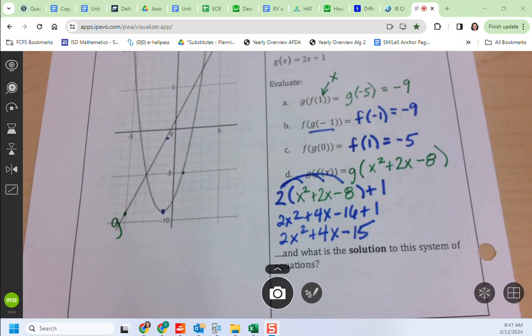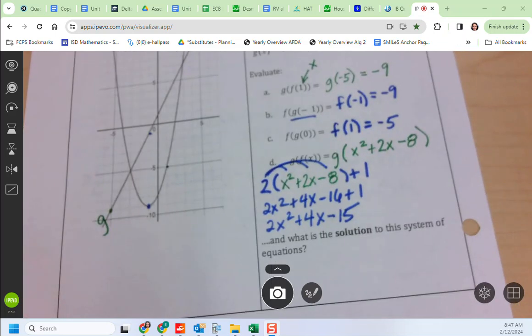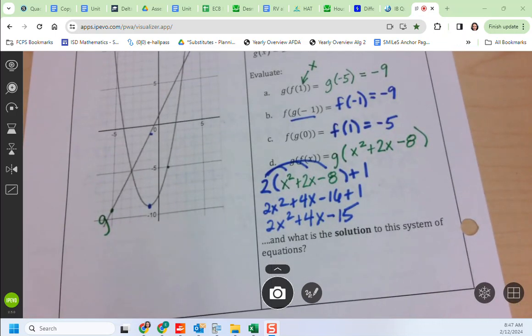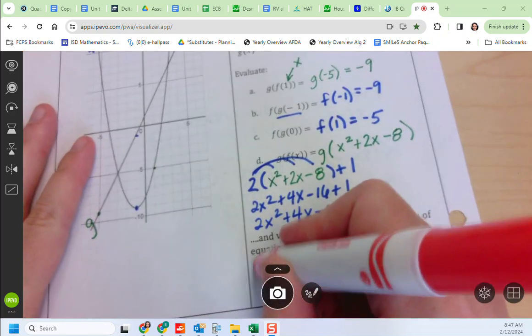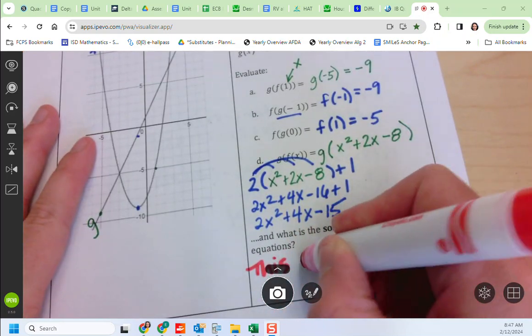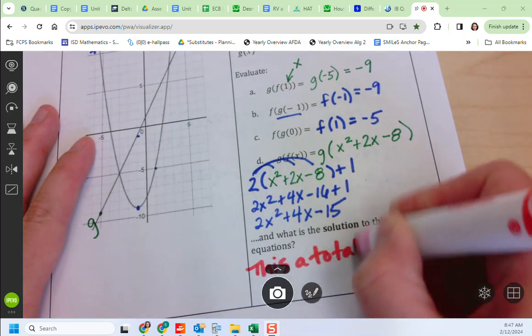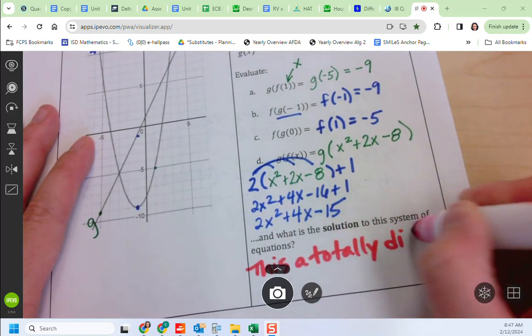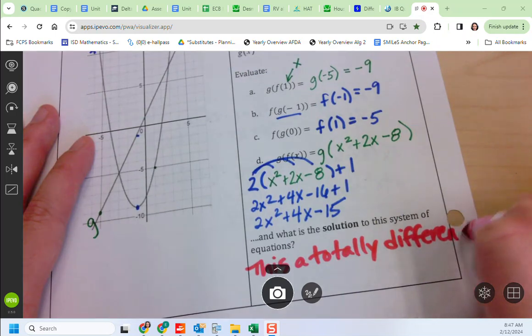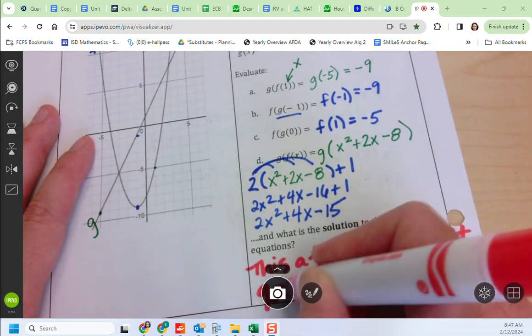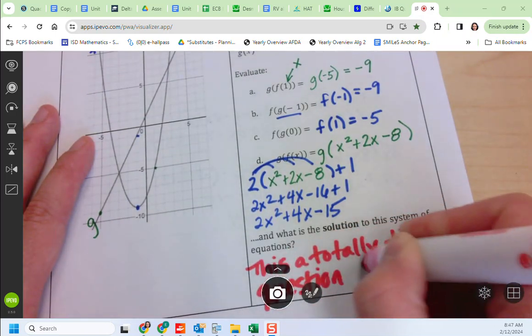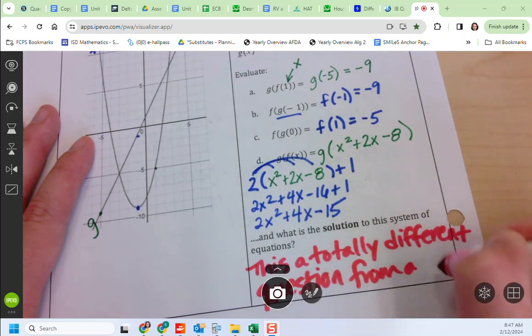All right, when it asks you what is the solution to the system of equations, they are asking you a totally different question. This is like a question from a previous unit, okay? This is a totally different question from a different unit. But it's actually quite easy.